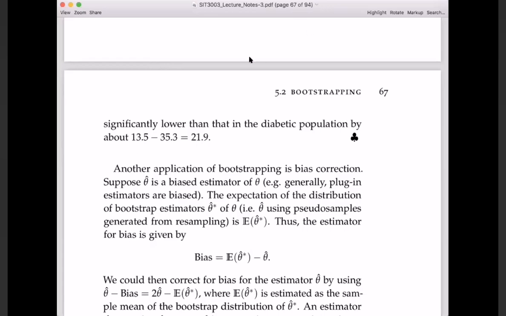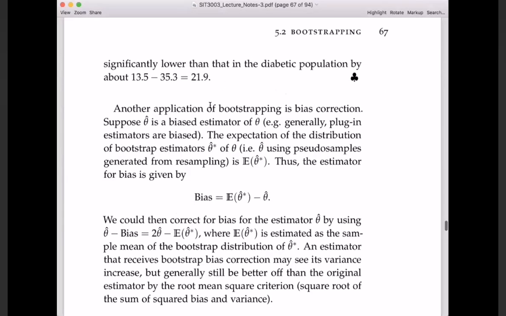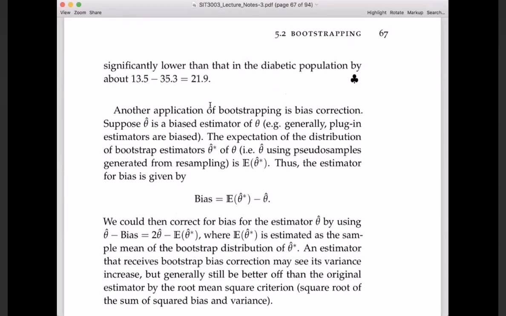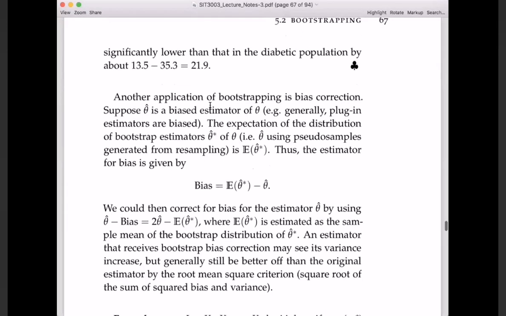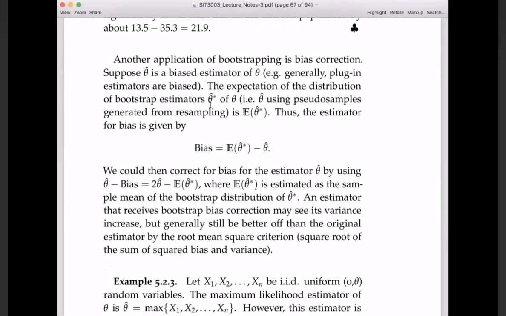Okay, so now I'm going to move on to bootstrapping for estimation problems, which is on bias correction.